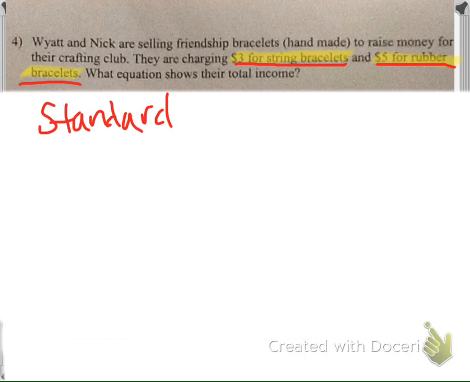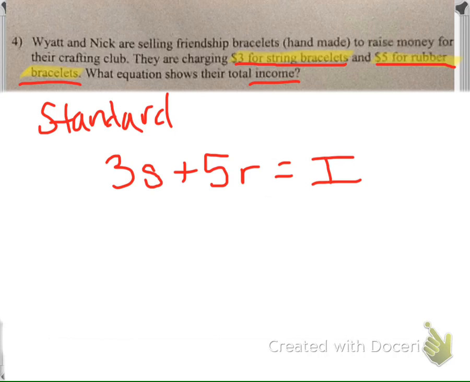Now my equation, I have $3 for string, I'm going to use an S, bracelets, and $5 for rubber bracelets, use an R, equals, it doesn't give me a goal, so it just asks for their income, so total income.